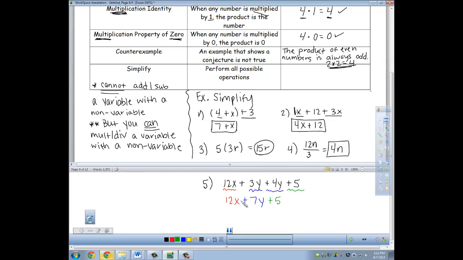I can't put anything with my x because there's no other x's. Can't put anything else with my y, no other y's. Can't put anything with my 5 because everything has a variable. So this 12x plus 7y plus 5 will be my final answer.